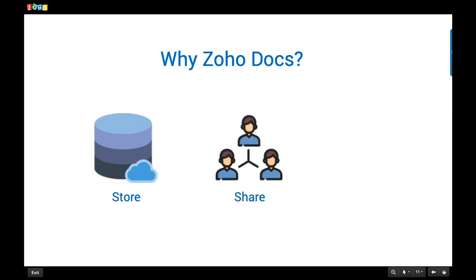Two, collaborate. Work as a team with Zoho Docs. You can collaborate with your teammates wherever they are without sending emails and files back and forth. And of course, you do not have to worry about large files anymore. Sending files in a snap can easily be done by simply sharing a link.